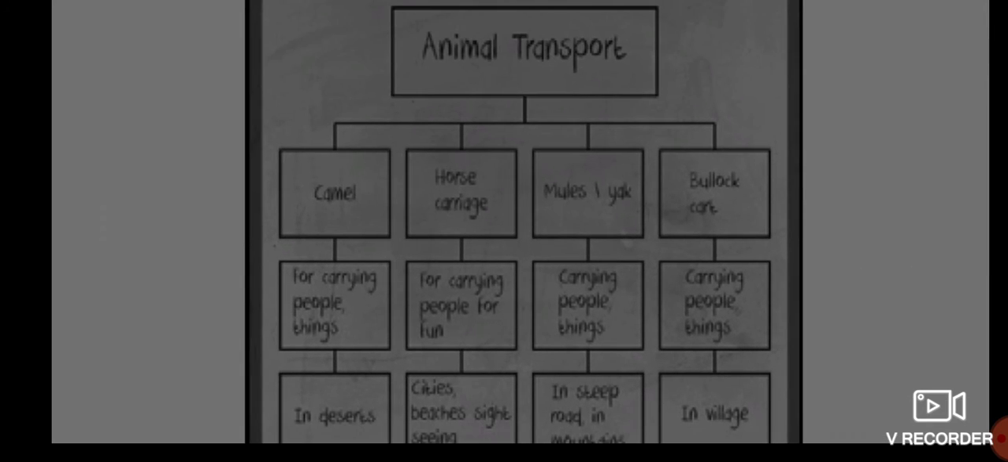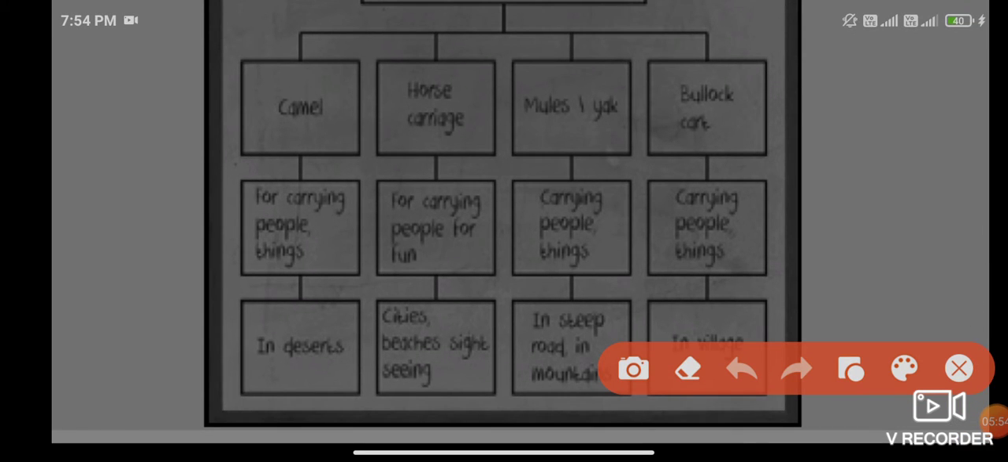Now see, please look here. Animal transport are mainly of camel, horse carriage, mules, yak, bullock cart. Camel is used for carrying people and things. So it is used in desert.